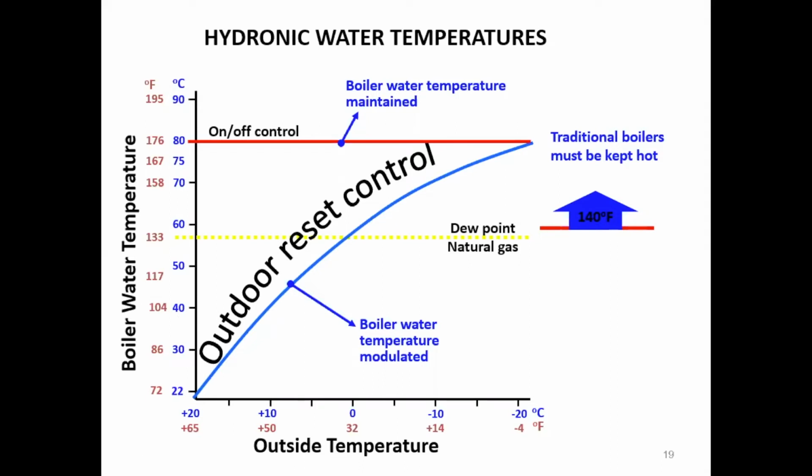So what I'm doing is I'm balancing the heat input with the heat load of the building. But what I'm also doing is I'm dropping the water temperature. And as I drop the water temperature, my condensing boiler can run more efficiently.